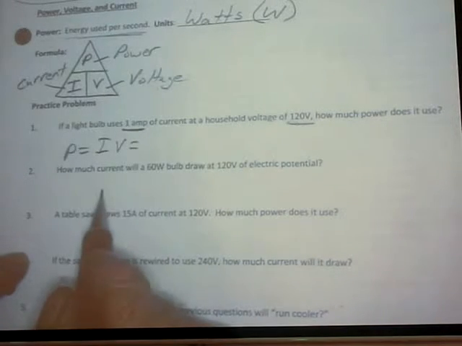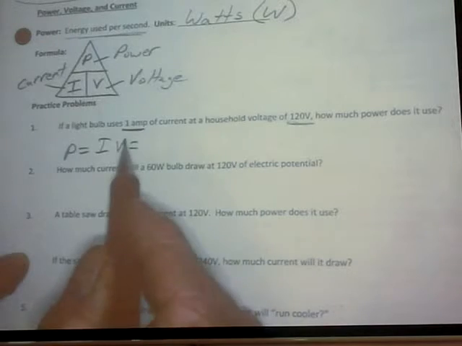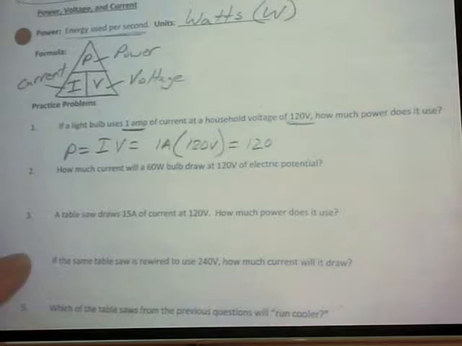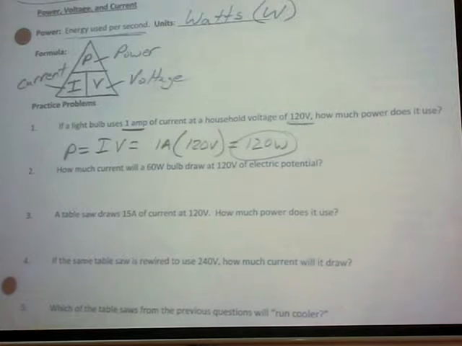And the current, is that the amps or is that the volts? Current, not the volts, it's the amps. 1 amp times 120 volts. And I get 120 what? Watts. So that would be a 120 watt bulb. That's a pretty bright bulb.